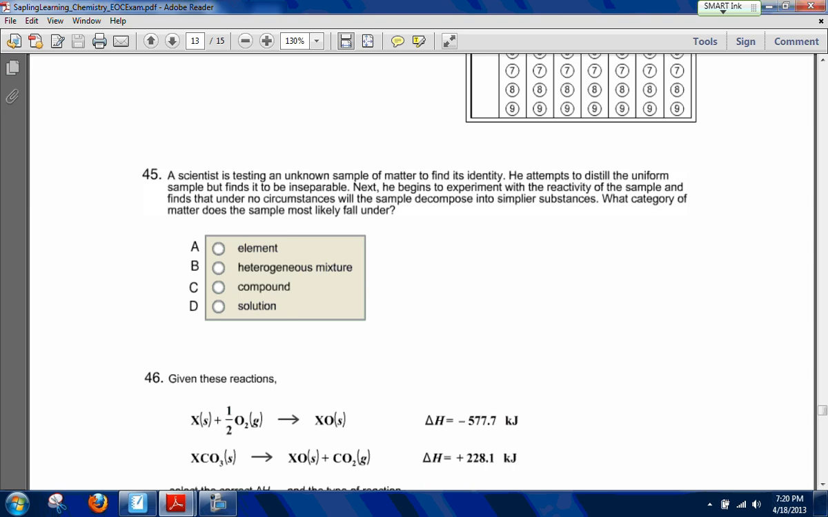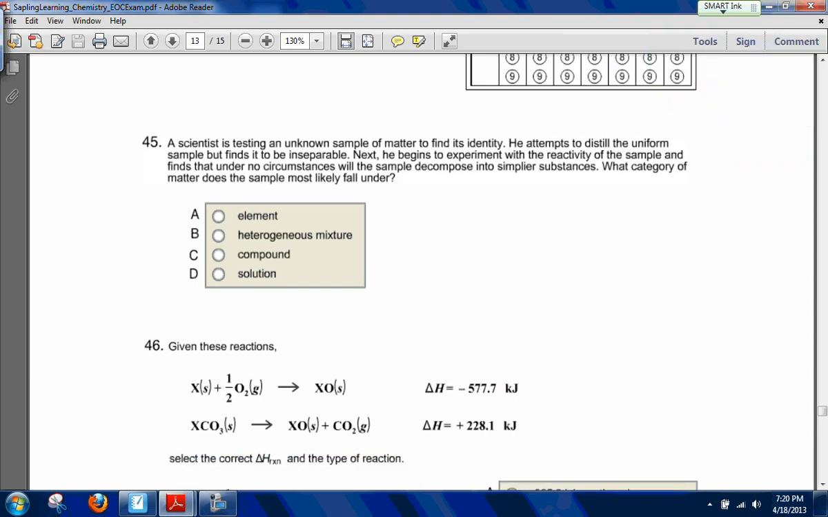Well, if it is absolutely inseparable, it's got to be an element. It's got to be A. That one's pretty easy. Go to the next one.